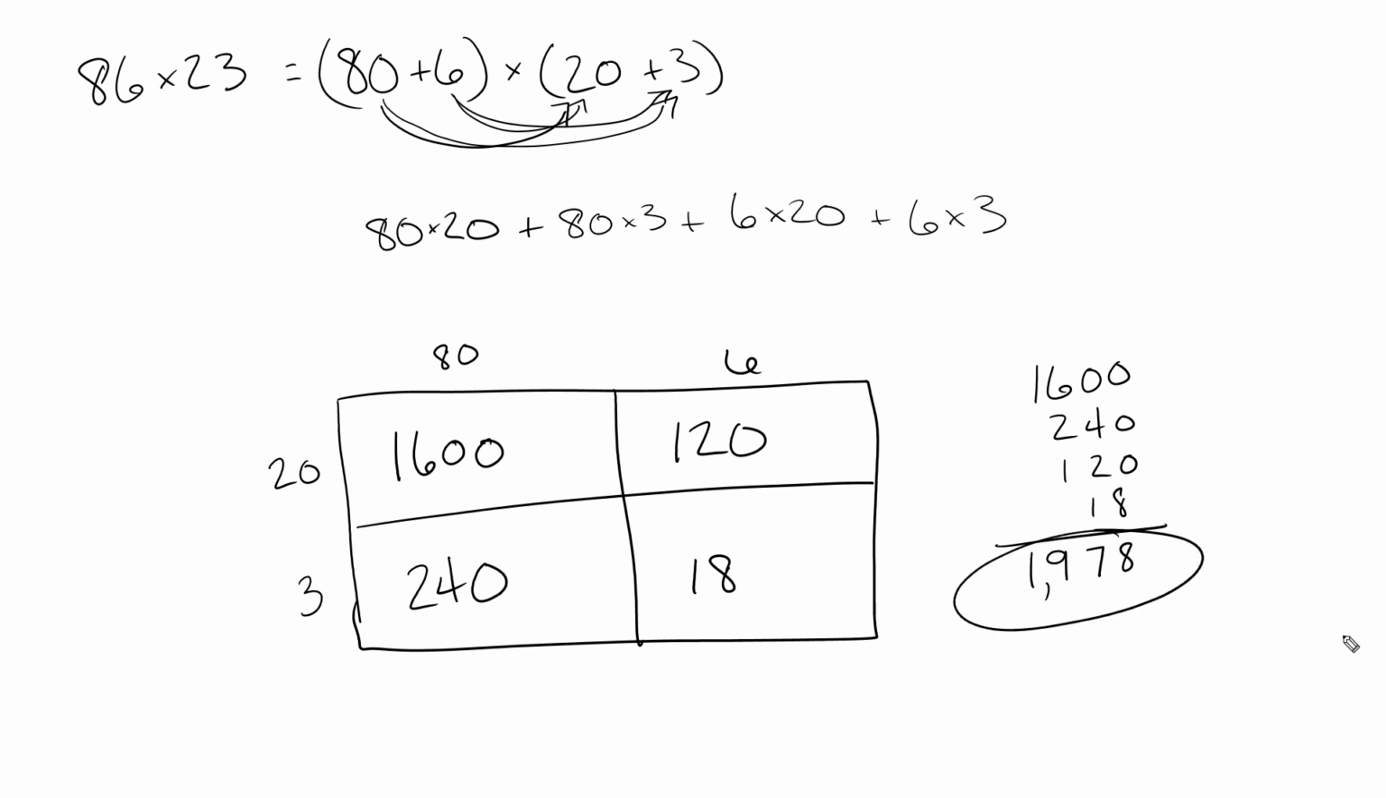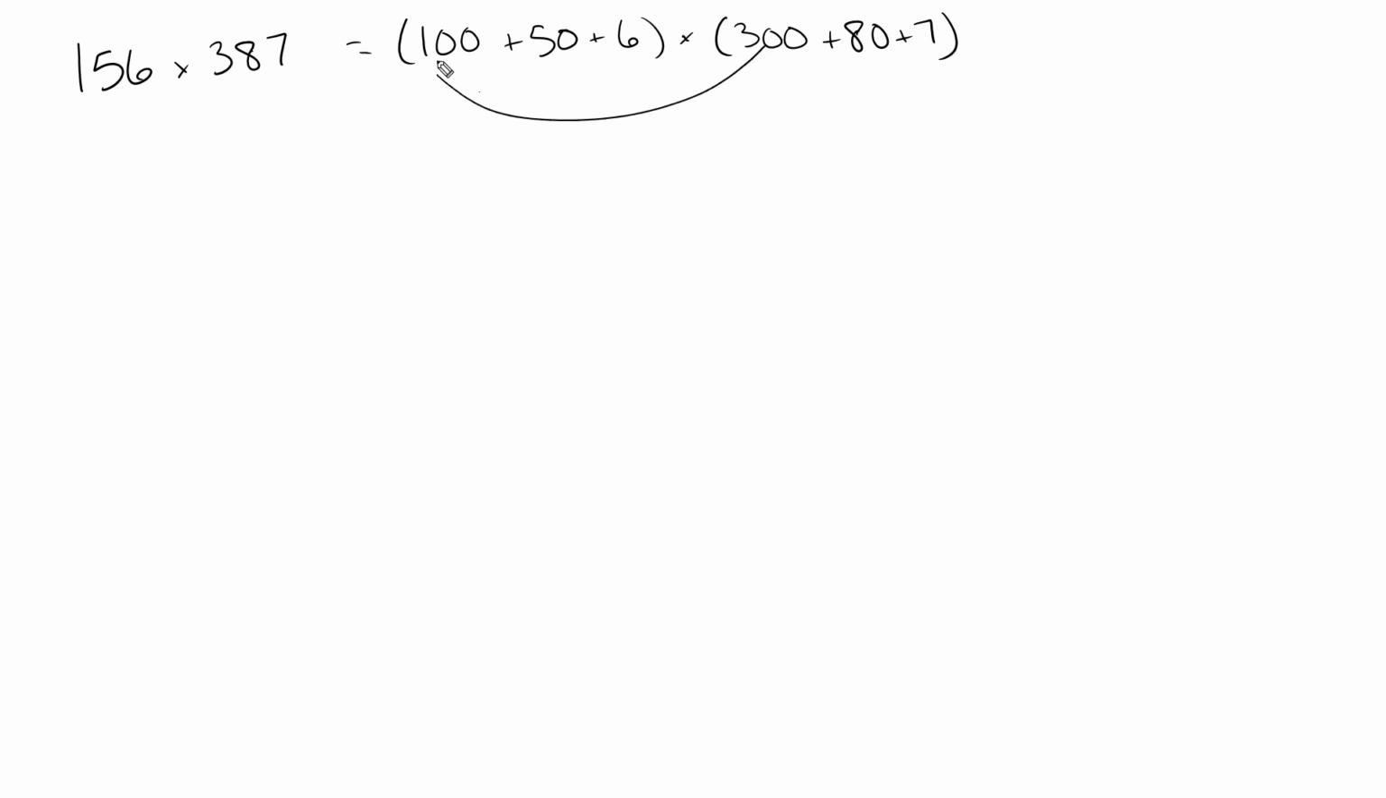What if we need to multiply 156 and 387? We know that 156 equals 100 plus 50 plus 6, and 387 equals 300 plus 80 plus 7. And we know that the distributive property is going to have us multiply every number in the expanded form of 156 by every number in the expanded form of 387 and add those products together. Fortunately, we know we can rely on the box method to sort these all out for us. So let's draw our box.